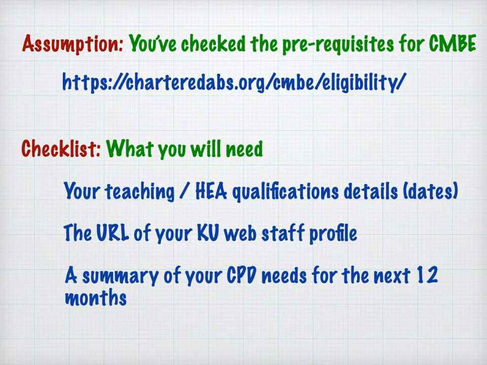Now I'm going to assume that you've already checked the prerequisites on the CABS website to do with your eligibility criteria. If you go to that URL, you can see what the criteria are, which is in terms of a teaching qualification, a certain number of years teaching in a higher education establishment, continuity of service, things like that. So once you're sure that you've got the eligibility, then you can go forward with making your application. Now, to do that, it's a good idea just to get some bits and pieces together beforehand.